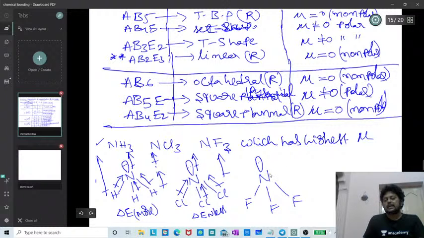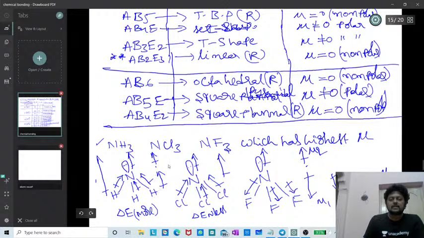But for this NF3, N and F, which is more electronegative? F is more electronegative. So the electron cloud dipole vector is in this direction, and these three dipole vectors are in this direction. The lone pair dipole vector is in the upward direction. Both are facing opposite, that means 180 degrees. So the resultant dipole vector, let it be considered nu1 or nu2, it is considered nu1. Resultant nu-r is equal to nu1 minus nu2.